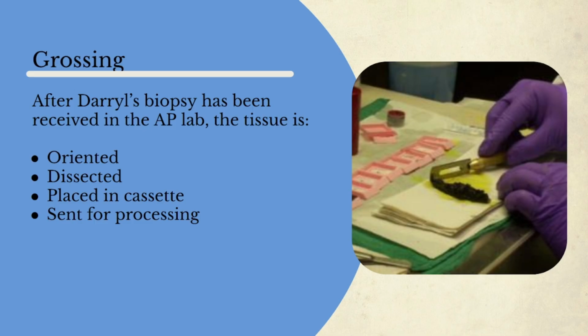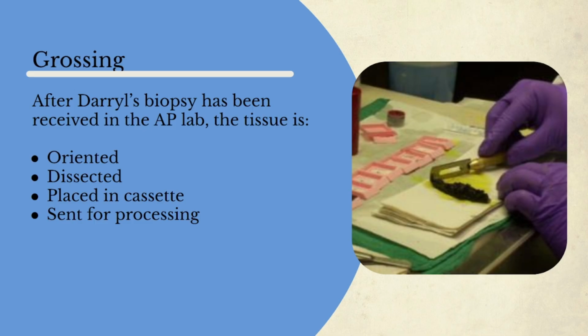If it's small enough, like in the case of Darryl, it may be submitted in full. Or it can be sectioned into a small piece that the tech determines can represent the entire specimen. The tissue will then be placed in a cassette. The prepared tissue is placed inside of a color-coded cassette, in which it will be labeled with important patient information to correlate the specimen to a patient.